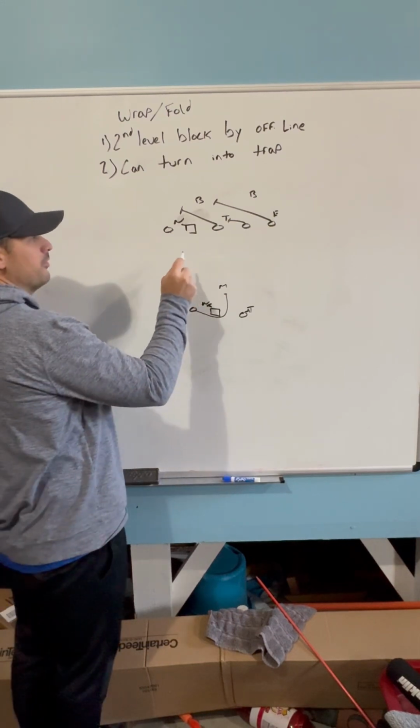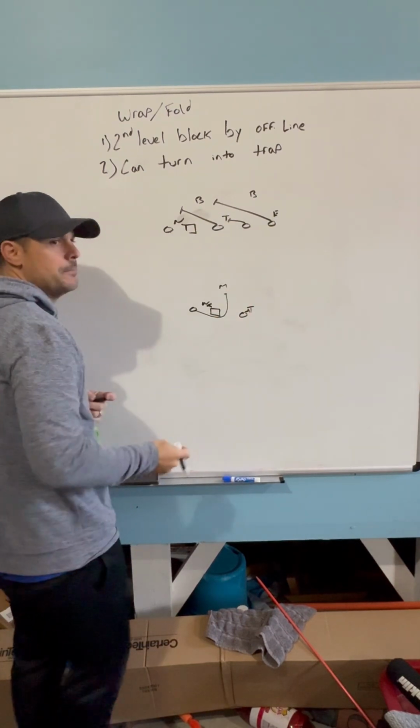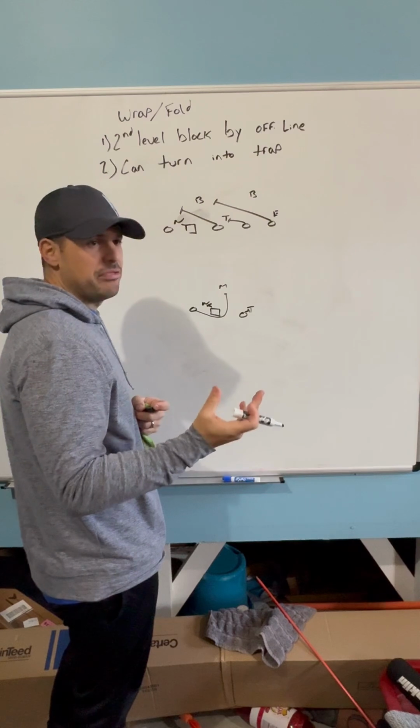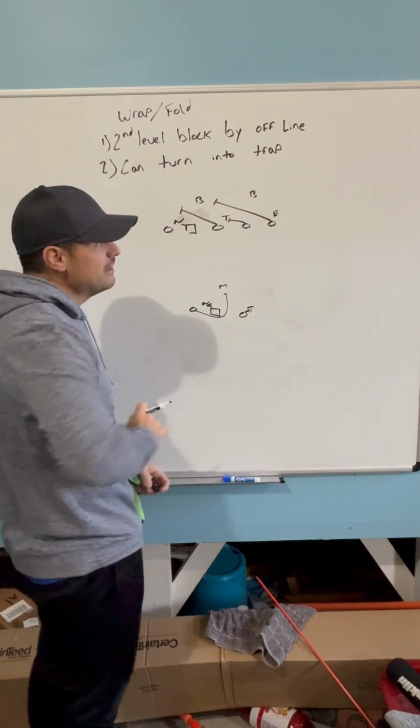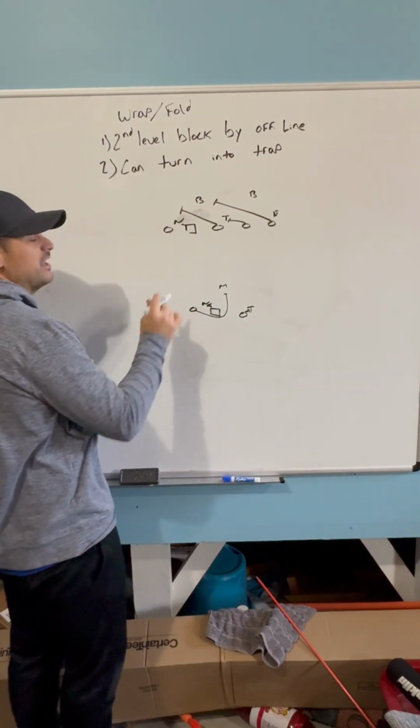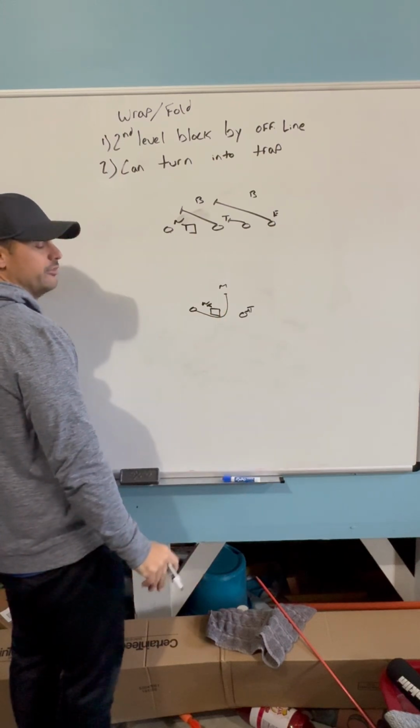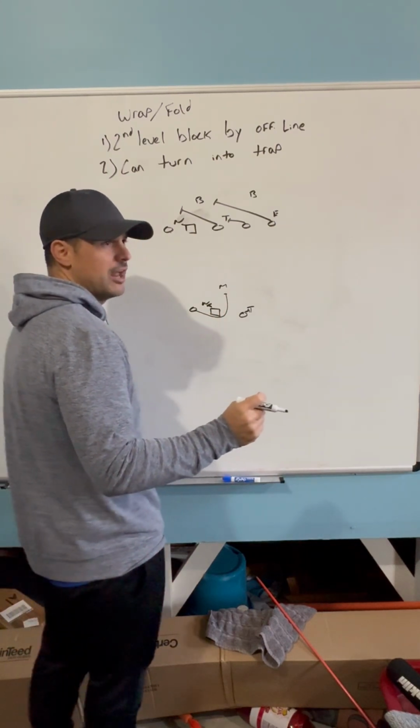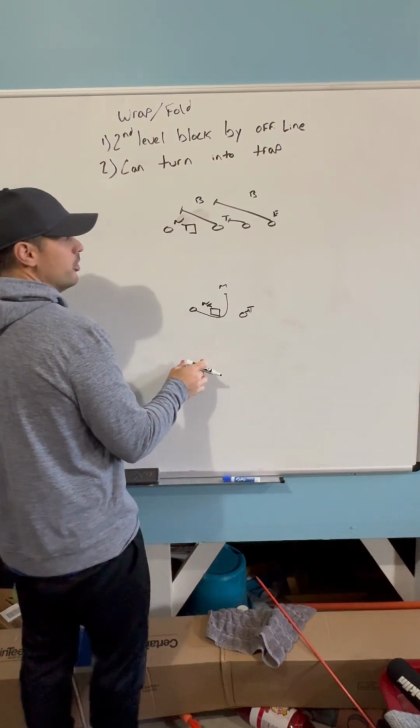So anytime we have to pull for a second level defender, the pull is different, right? We're not thinking so much about the bucket step and into the line to trap, but we want to stay square so we can see our second level defender. So the way that I've taught it is a reverse karaoke step.